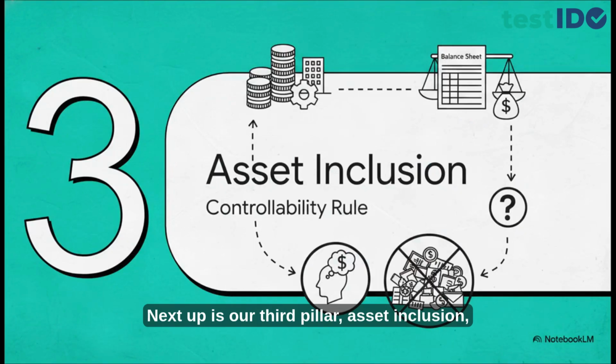Next up is our third pillar, asset inclusion, and the crucial controllability rule.